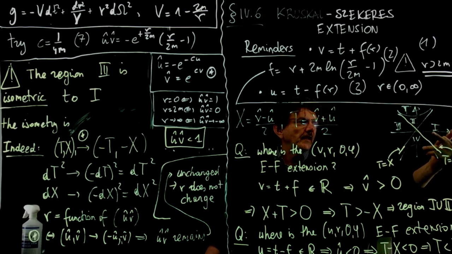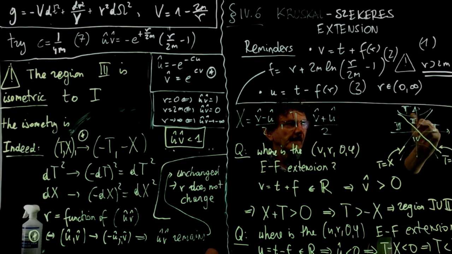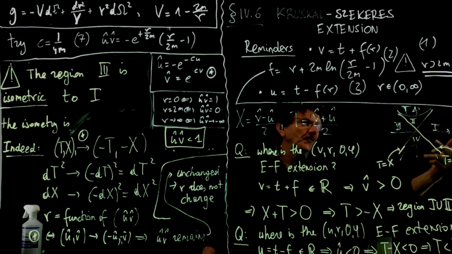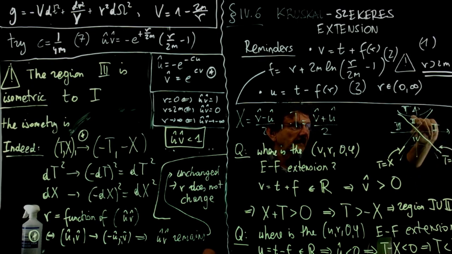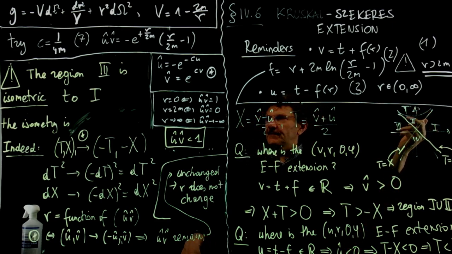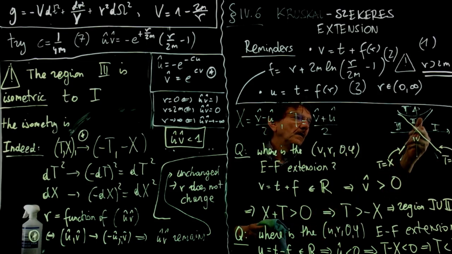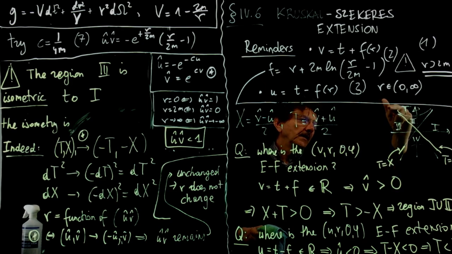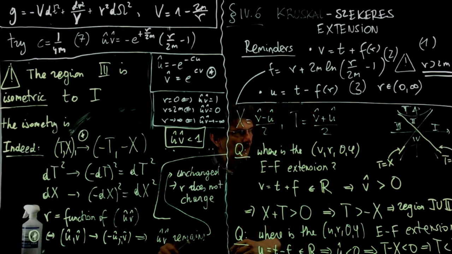A curve which was future directed and enters the black hole region, if I do the change of time orientation, it remains a causal curve, but now it becomes past-oriented. Before you could enter the black hole, but you couldn't exit it. Now, if you change the time orientation, it means that you can exit the black hole, but you cannot re-enter it. So this is the white hole region. 4 is called the white hole region.